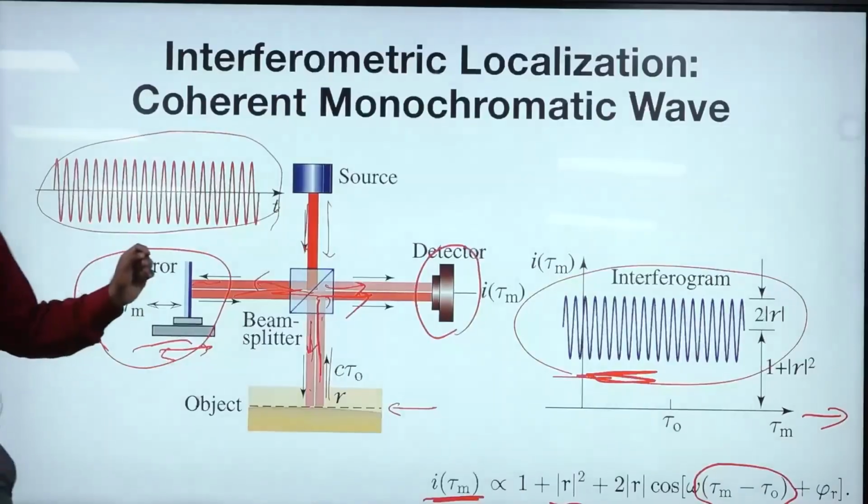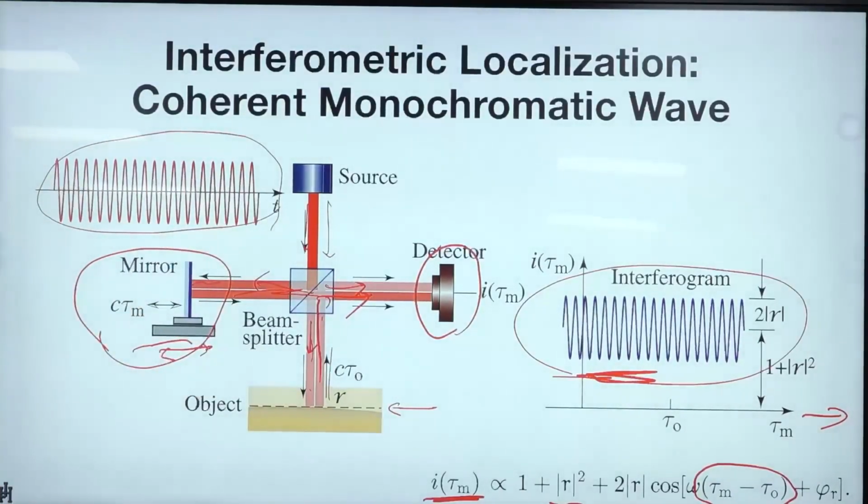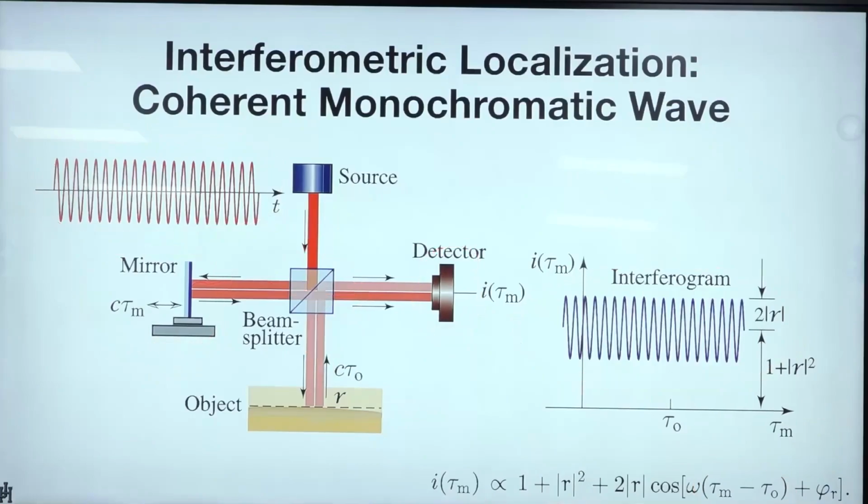So in other words, this is a way of measuring distance, and measuring depth. That's where we're going with it. Right now we have an interferogram. We don't know what the depth is, but here is the second trick.